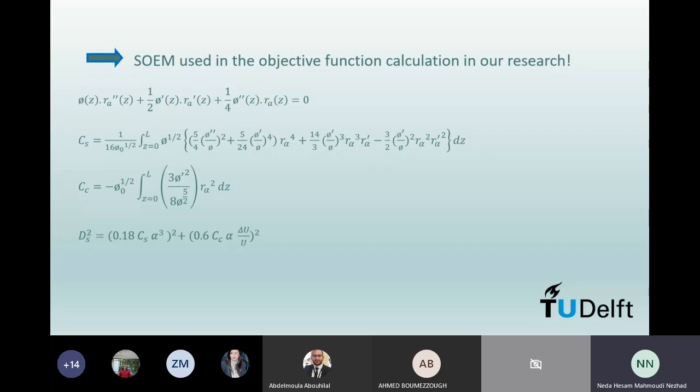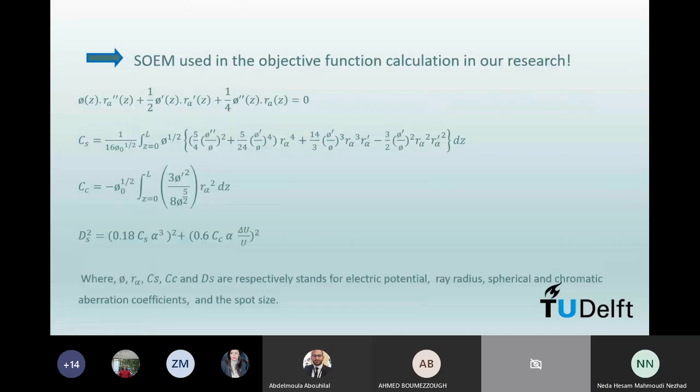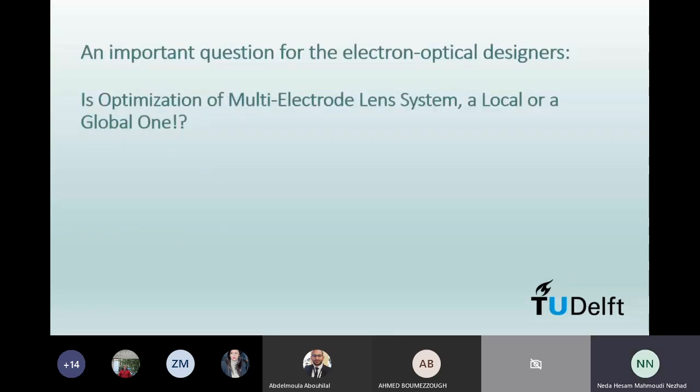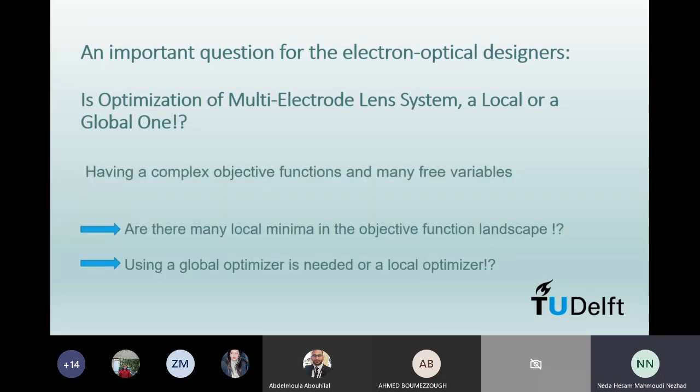The first formula is related to calculation of the ray radius, and the second and third use the potential along the optical axis and the ray radii to derive CS and CC. Then, having CS and CC, the spot size, here denoted by DS, can be calculated. And now the objective function can be calculated, so we are ready to apply the optimization to our problem. The important question is whether this optimization of a multi-electrode lens system, especially when many free variables are involved, is a global optimization or a local one.